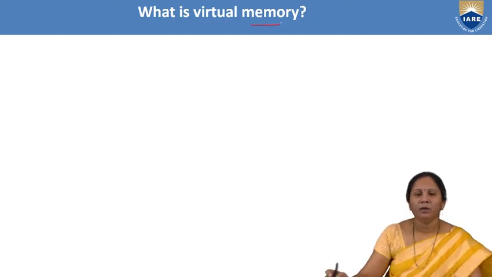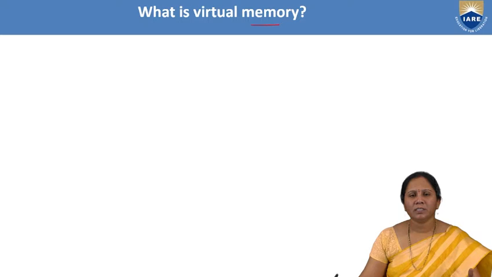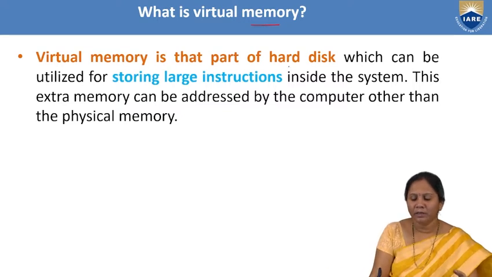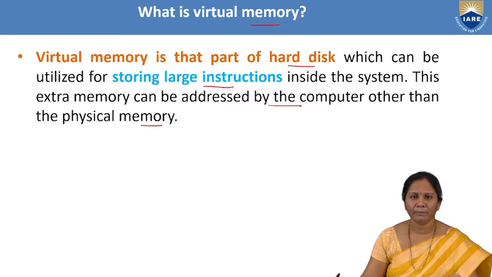Now, when the 80286 microprocessor is operating in protected virtual memory address mode, along with some amount of physical memory, it is also using virtual memory. So we should first know what is meant by virtual memory. Virtual memory is a part of the hard disk which is used to store large instructions. This extra memory that can be addressed by a computer other than physical memory is known as virtual memory.